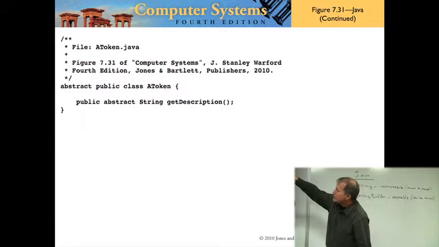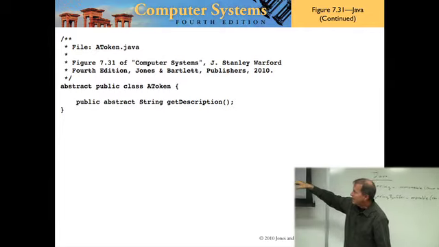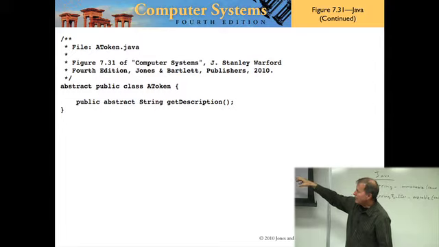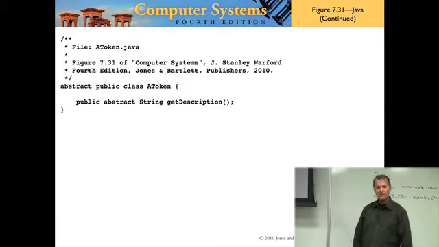Anyway, so now in Java we say abstract. So, abstract public class AToken. Are you with me? Remember we said that in the UML diagram it had no attributes, just one operation. So, public abstract, and then String is the type that it returns, and getDescription. All right? Are we good with that?